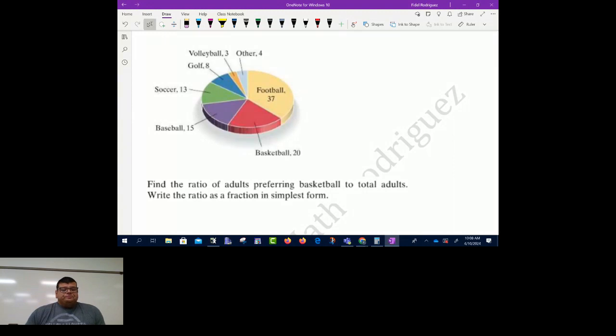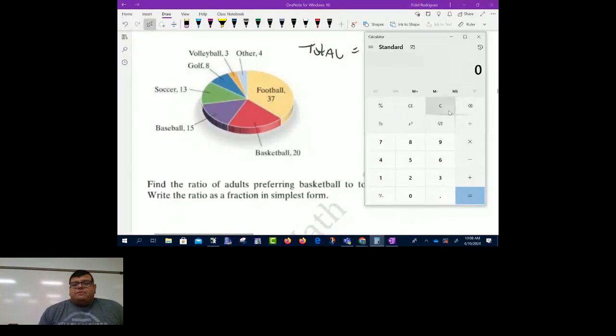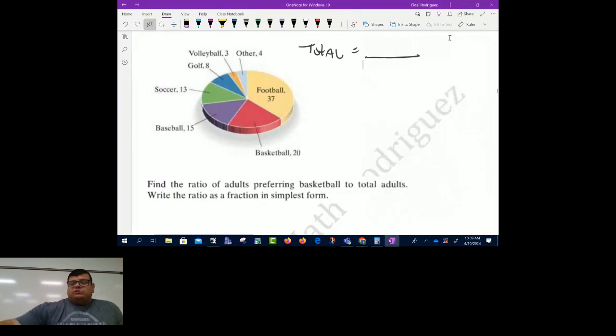All right, so y'all, first thing I really want to do here is I want to know what's the total number of people that they asked, what sport do you prefer? Okay, so y'all, I'm going to take my calculator here and clear this out, and I'm just going to start adding. And I'm going to start with football, basketball, baseball, so on and so forth. Okay, so I'm going to say, look, we got 37 plus 20 plus 15 plus 13 plus 8 plus 3 plus 4. Okay, we got a total of 100 adults. Okay, so that's nice. It's always nice when we got a pretty number like 100.